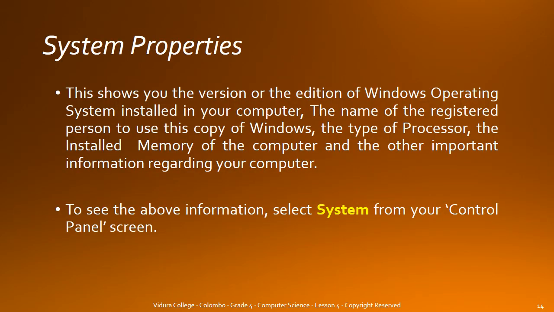System Properties. This window shows you many details about your computer, such as the version of the edition of Windows operating system that is installed in your computer, the name of the registered person to use this copy of Windows, the type of processor, the installed memory of the computer, and other important information regarding your computer.